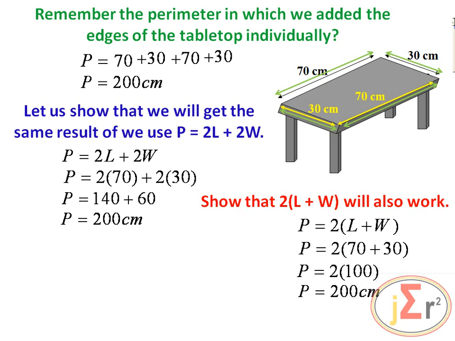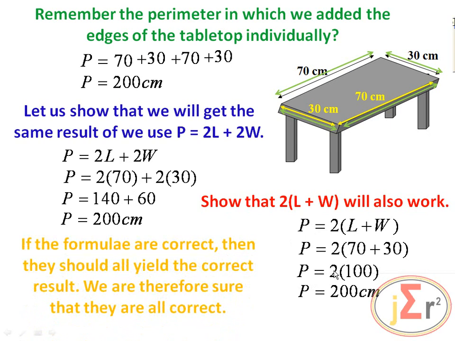So whether we added all the way around, or we use 2 times length plus 2 times W, or we use 2 times the sum of L and W, the result will be the same. If the formulae are correct, then they should all yield the correct result. Not only correct, but the same. We are therefore sure that they are all correct.